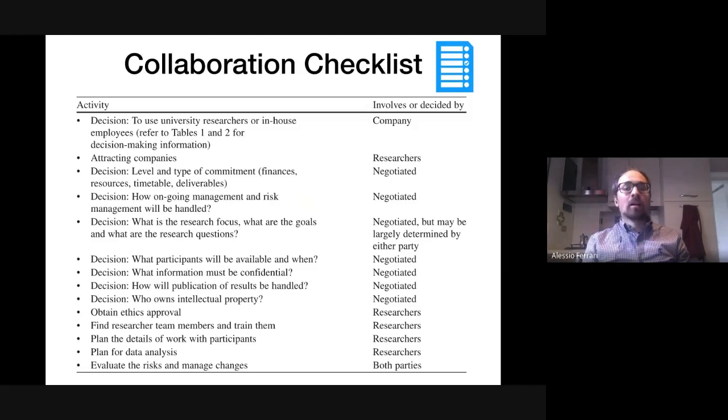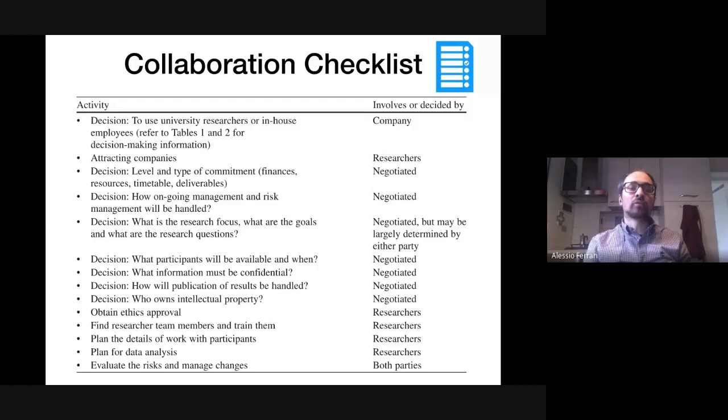So how will you deal with intellectual properties? How will you deal with the publication of the results? These are things that you need to negotiate and discuss. Okay, and always put in place a plan to handle risk.